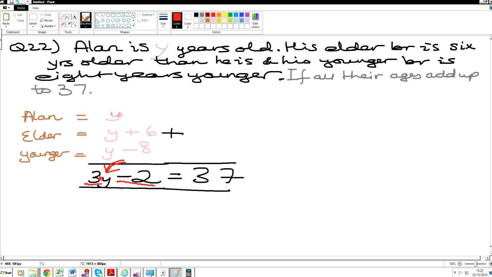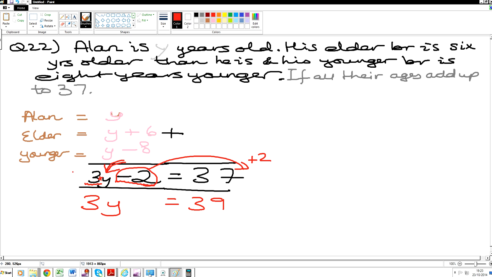Now, Lishma, which action do I move first? The last one. The last action, which is? Minus 2. Minus 2. Grab it. Take it over. It was a minus 2, becomes a plus 2. So we have 37 add 2 is? 39. 39. Copy down the 3y.